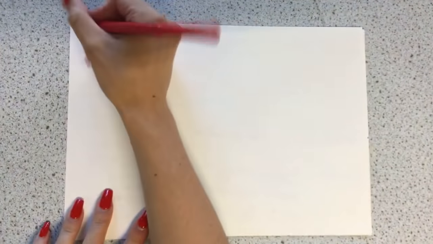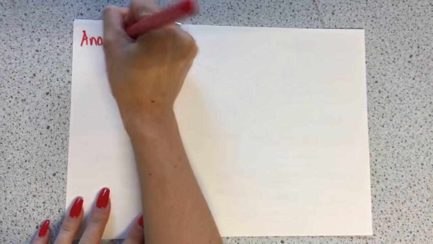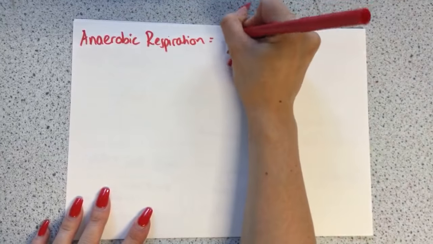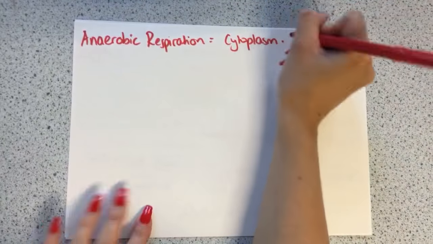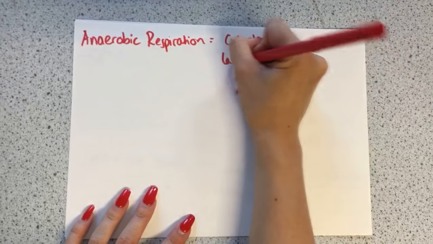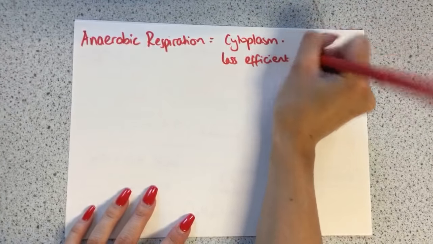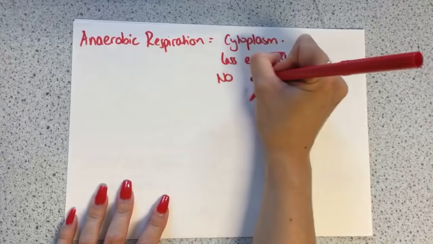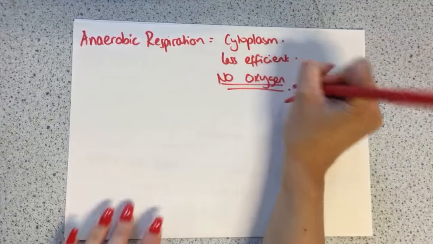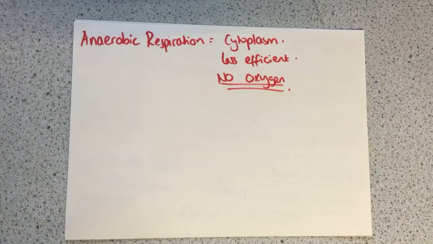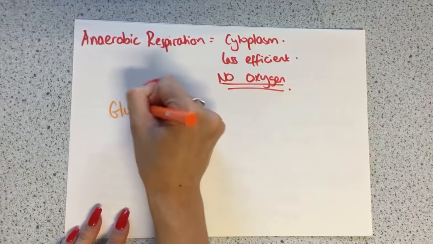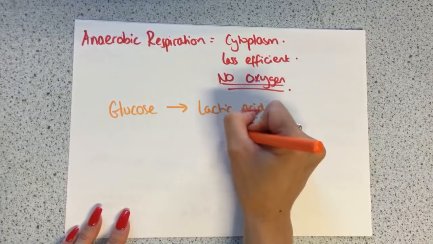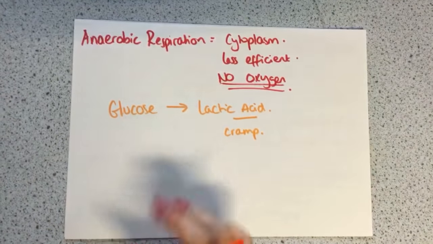So anaerobic respiration. We're nearly done, don't worry. This happens in the cytoplasm and produces less energy, so it's less efficient. Okay, and this time in animals, remember there is no oxygen. Main difference. This time the equation is just glucose turns into lactic acid. And remember, lactic acid is poisonous, which causes cramp. Okay, now that's in animals.